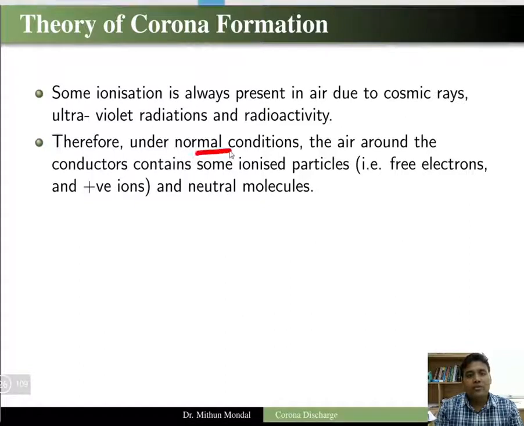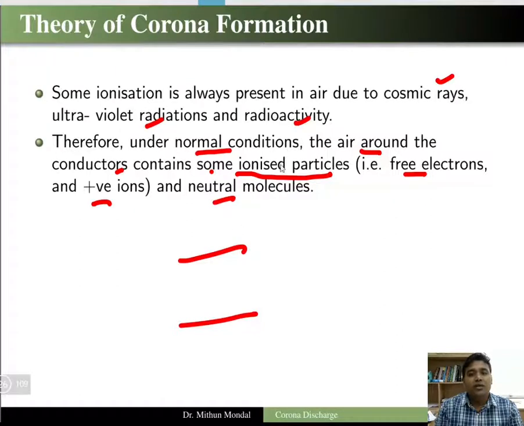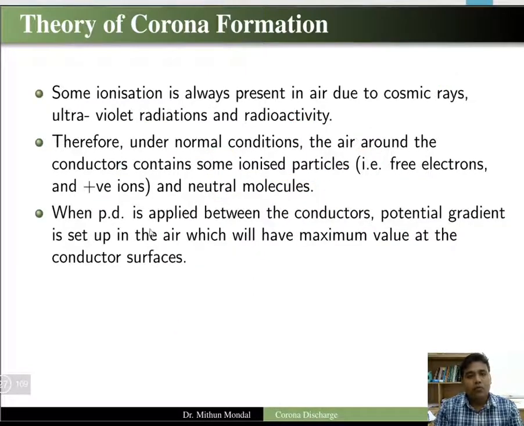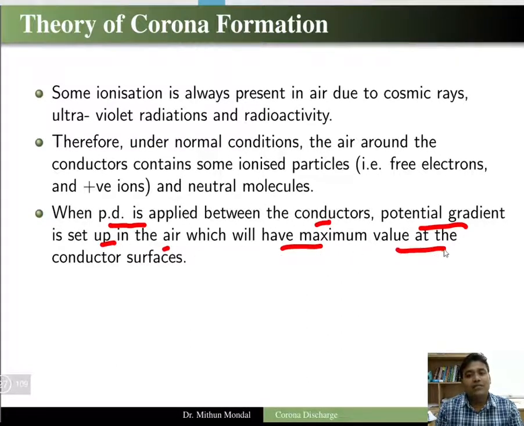Now, under normal conditions, the air around the conductor contains some ionized particles, that is free electrons and positive ions, and neutral molecules. So whenever you have a conductor, due to cosmic rays, ultraviolet radiations and radioactivity, the air surrounding particles will be ionized. Now, when a potential difference is applied between the conductors, a potential gradient is set up in the air, which will have its maximum value at the conductor surface.